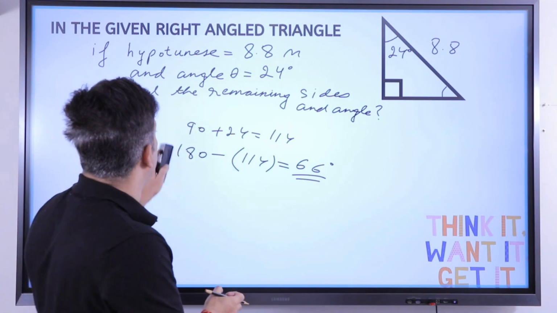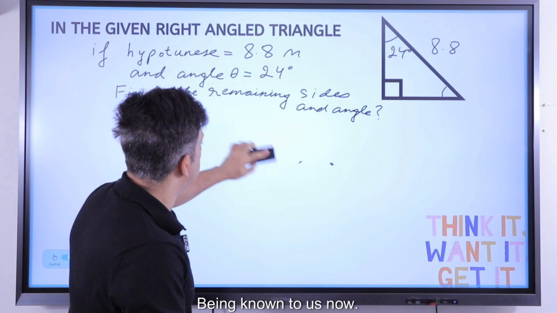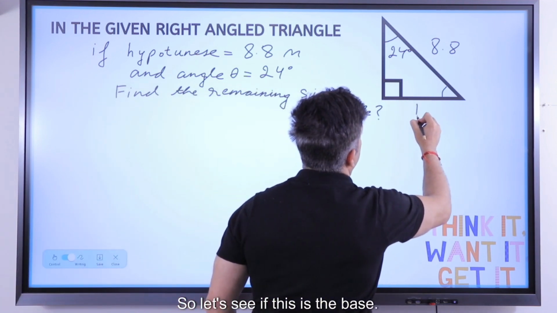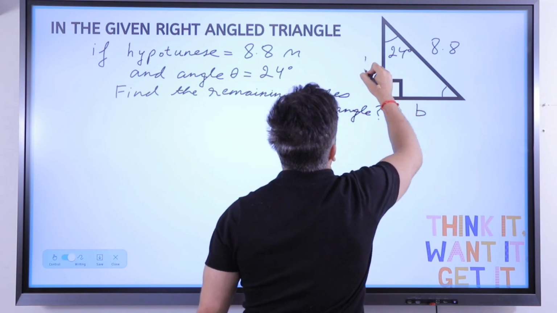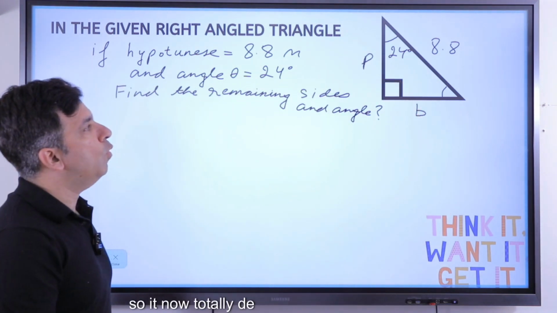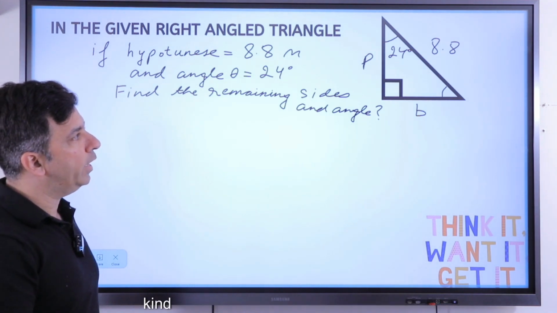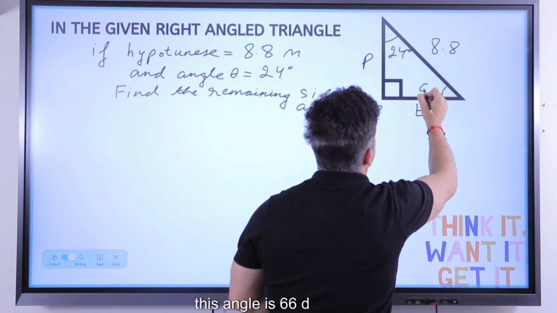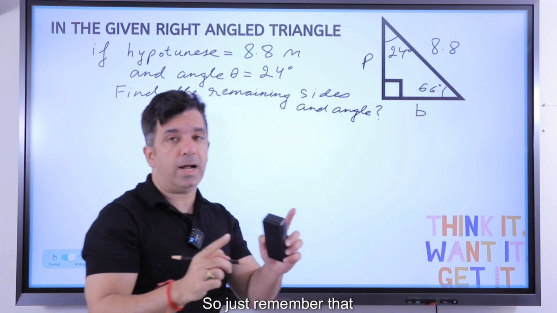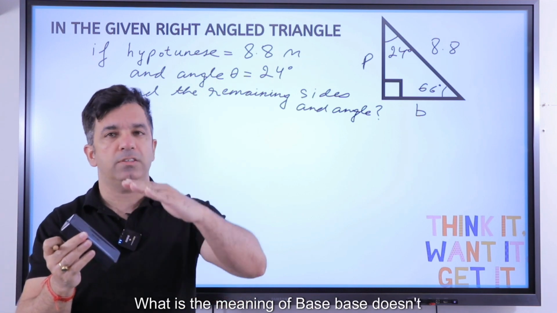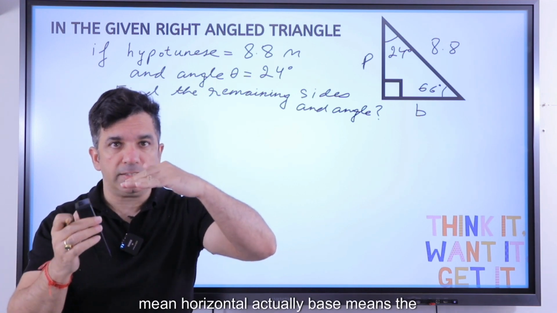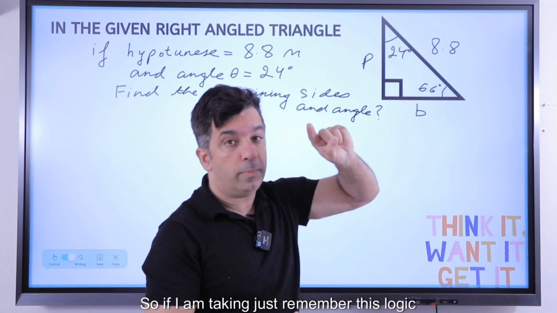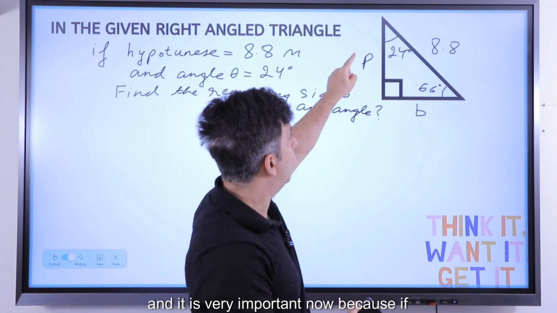So after this angle being known to us, now I can solve any part. So let's say if this is the base and this is the perpendicular, it now totally depends upon me what kind of ratio, what kind of side and angle I want to use. So if this is the base and this angle is 66 degrees, just remember that. What is the meaning of base? Base doesn't mean horizontal actually. Base means the side which is associated with the angle. Just remember this logic, it is very important now.